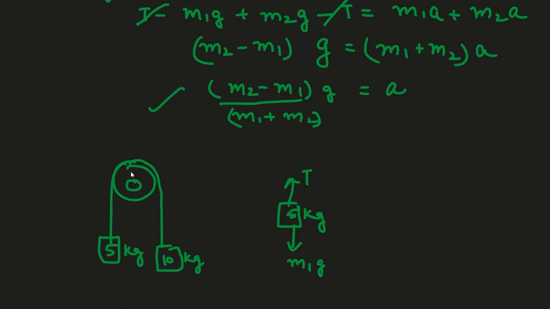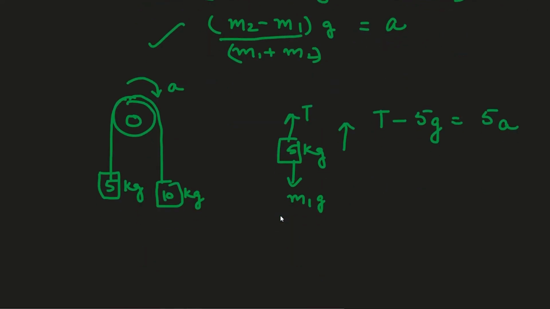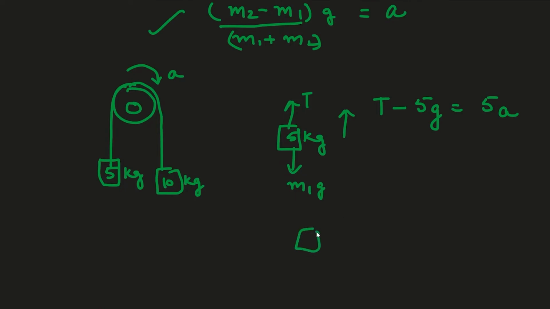Now this is your 5 kg, so your weight is acting downward, that is m1g, and tension is acting upward. So what is the equation? This is the direction of a, so the equation will become, since this is going up, T minus 5g is equal to 5a. Similarly, for the second body, the 10 kg, weight is 10g downward, and in the upward direction it is tension, and this body is going down with an acceleration a. So this will be 10g minus T is equal to 10a.